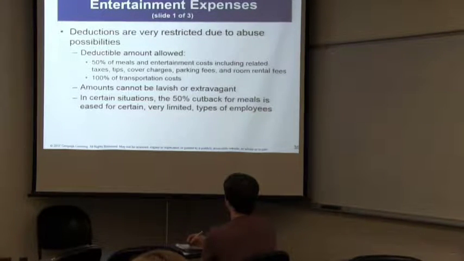This was seen as a compromise in Congress because a lot of people said people shouldn't get any deduction because of all the abuse. So this was a compromise and they said, okay, we're going to allow a 50% cutback for meals and entertainment. There are a couple exceptions where you do get to take the full 100%. Honestly, they're pretty minor.